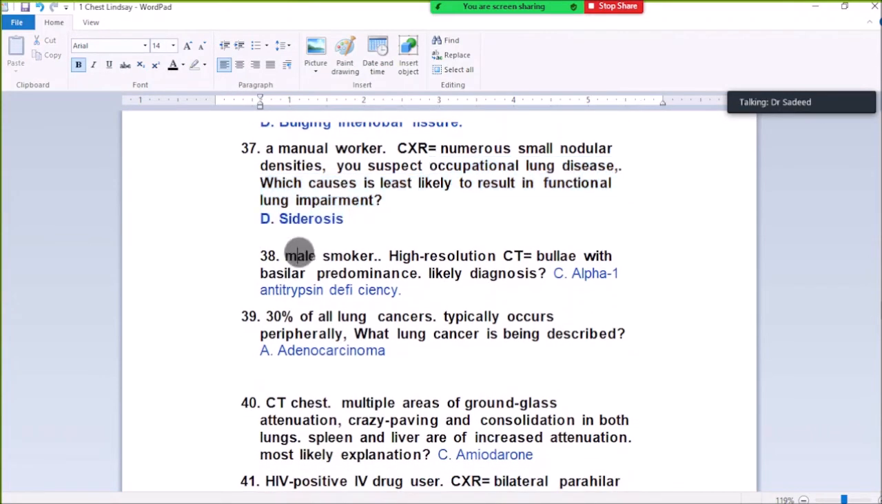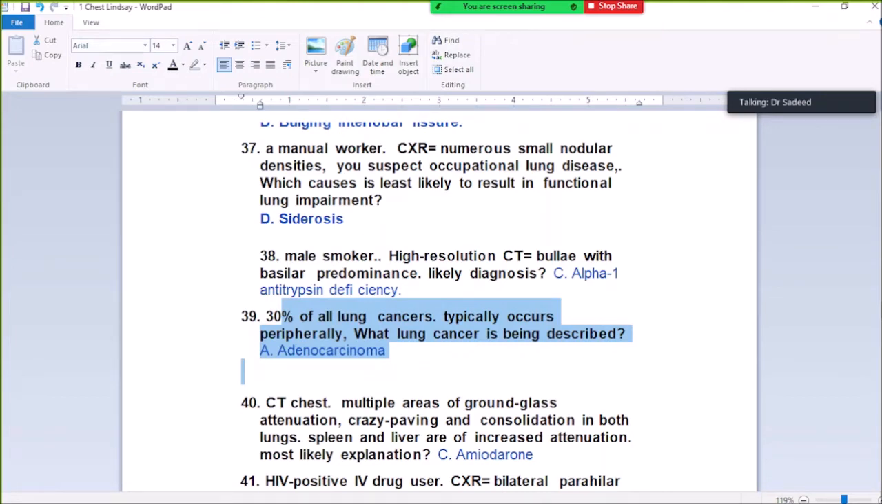Question number 38. Male smoker, HRCT shows bullae with basilar predominance, likely diagnosis is alpha-1 antitrypsin deficiency. When there are bullae with basal lower lobe predominance, diagnosis is alpha-1 antitrypsin deficiency. Question 39. 30% of all lung cancers typically occur peripherally. Which lung cancer is being described? Adenocarcinoma. Adenocarcinoma is a peripheral lung cancer.